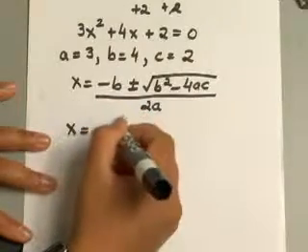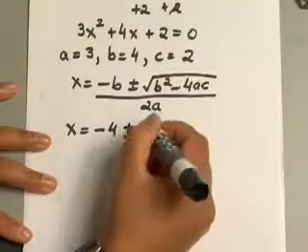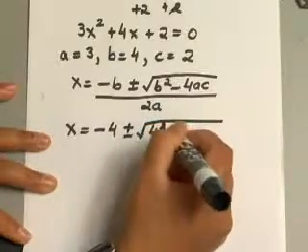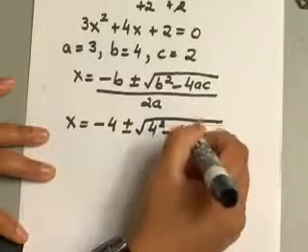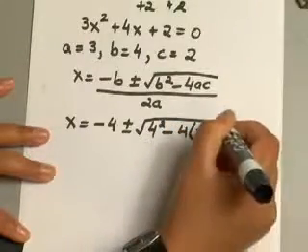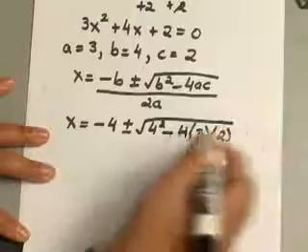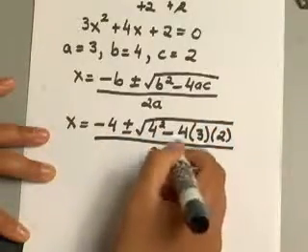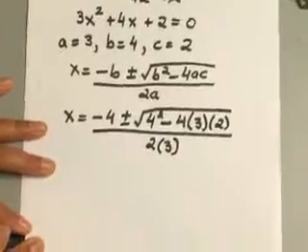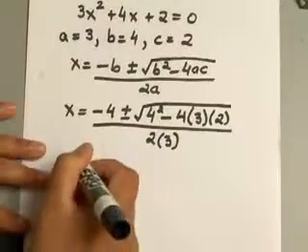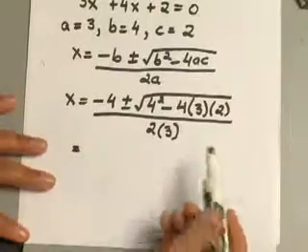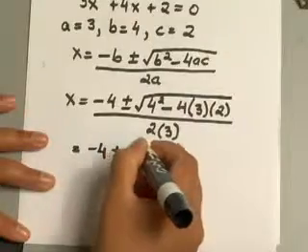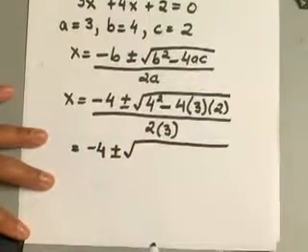Negative b will be negative 4 plus or minus b squared, which will be 4 squared, minus 4 times a, which is 3, times c, which is 2. And the whole thing over 2 times a, and of course a is 3 this time. Okay? Now let's go ahead and simplify everything. Negative 4 stays the same, plus or minus. Let's go ahead and solve inside the radical.